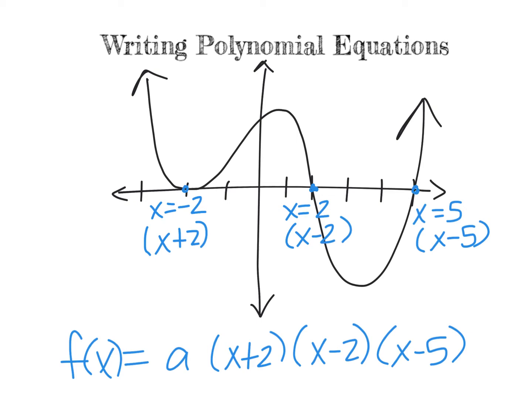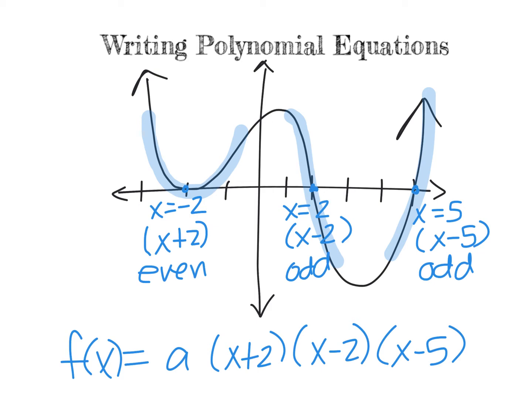Okay, so let's talk about the multiplicity. If I look at the first one, as it touches here at x plus 2, it bounces back up. We have an even multiplicity. As I go towards the other one, it crosses that x-axis. That means that that point has an odd multiplicity. And the final one, it crosses the x-axis as well, so I know we're dealing with odd multiplicity as well.